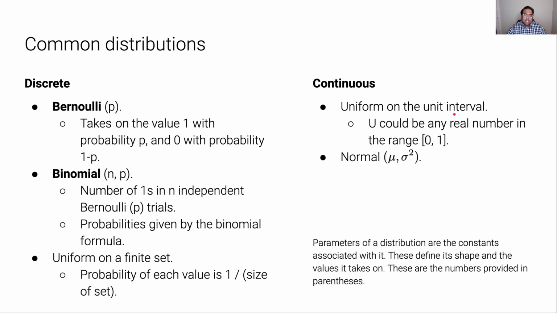Two of the more common continuous distributions are, again, the uniform distribution, but instead of being uniform on a finite set, it's uniform on some specified interval on the number line. So for example, the one that's uniform on the unit interval takes on any real number in the range 0 to 1. And of course, our old friend, the normal or Gaussian distribution that has two parameters, mu, which is its mean, and sigma squared, which is its variance. We won't talk too much about the normal distribution in today's lecture, but as I mentioned earlier, it will reappear later on in the semester.